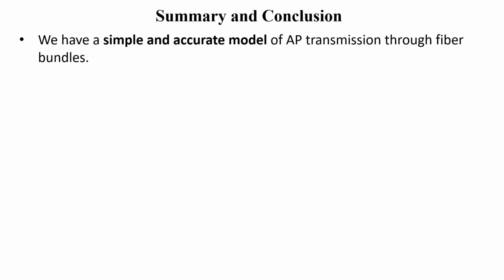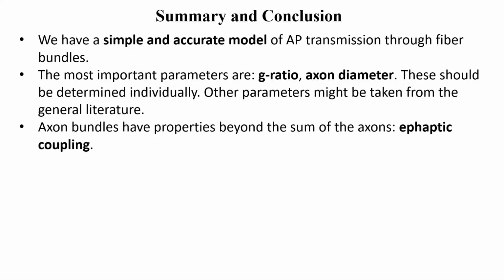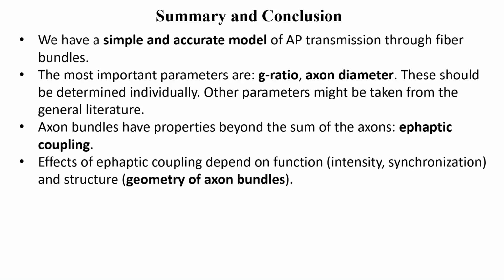So we have a simple and accurate model of action potential transmission through fiber bundles. The most important parameters that determine that model are G ratio and axon diameter. So these we would like to determine individually. Other parameters might be taken from the literature just approximately, like node length and so on. Axon bundles have properties that are beyond the sum of axons. This happens through ephaptic coupling.